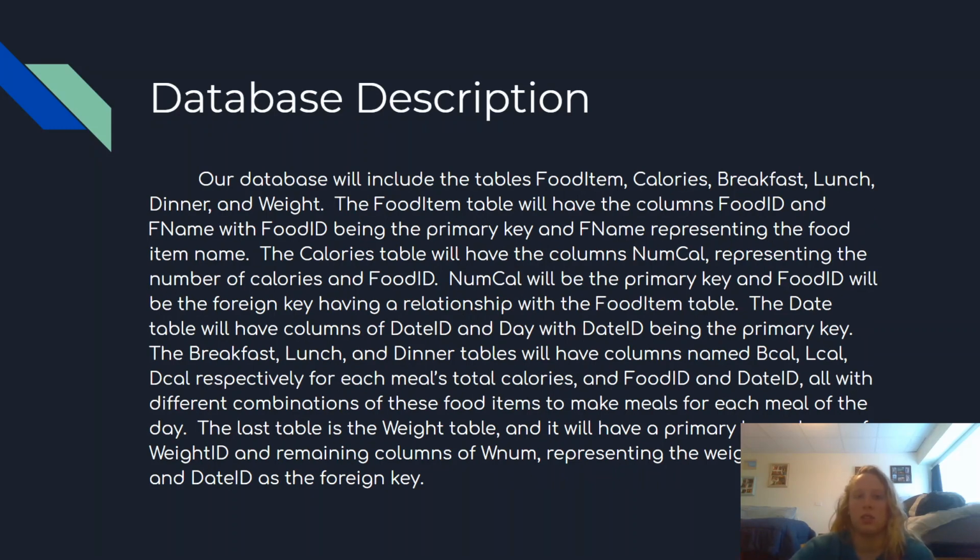This is just a little database description. Our tables are food item, calories, breakfast, lunch, dinner, and weight. Oh, and that should also include the date. Each table has a primary key. Some of them also have foreign keys, and we use these to pull out queries and help the user exceptionally track their weight and food items and calories.